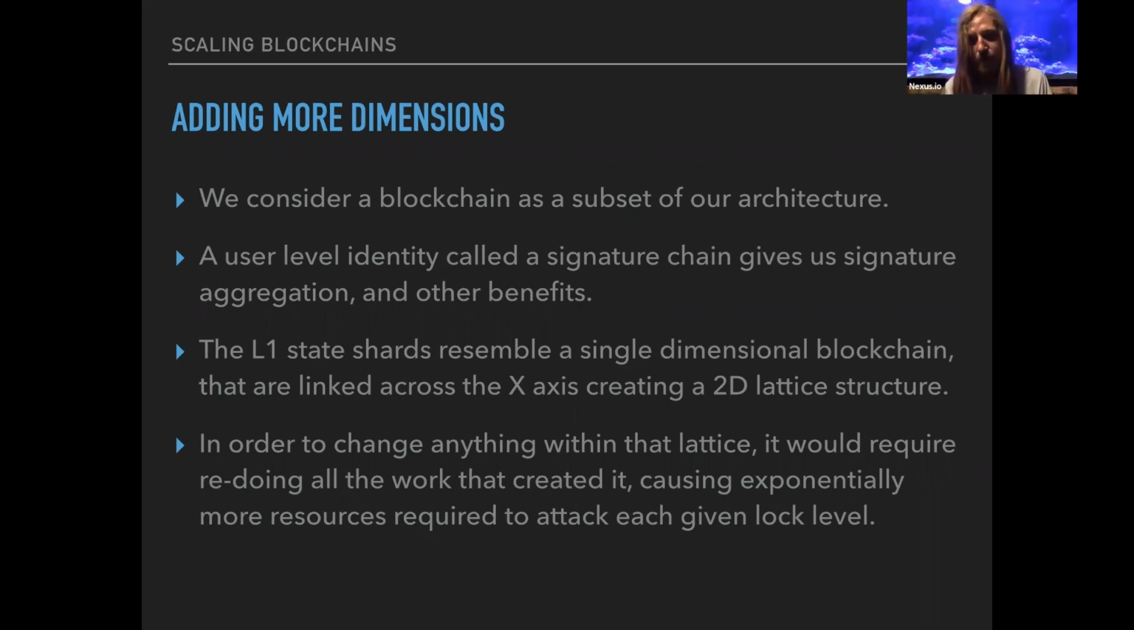So the L1 state shards resemble this single dimensional blockchain, and they're linked across the x-axis. In order to change anything within this lattice, it would require redoing all the work that created it, causing exponentially more resources required to attack each given lock level. So as we add more dimensions, we add exponentially more capacity. And with that exponential increase in capacity and exponential increase in consensus, we now have an exponential increase in attack resources to attack it, right? Because that many more people can fit within the consensus system.